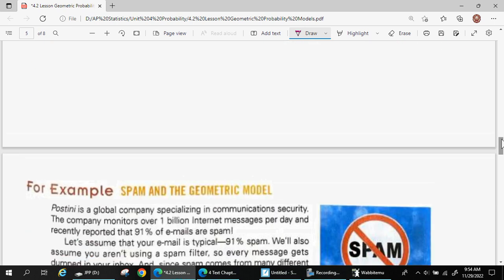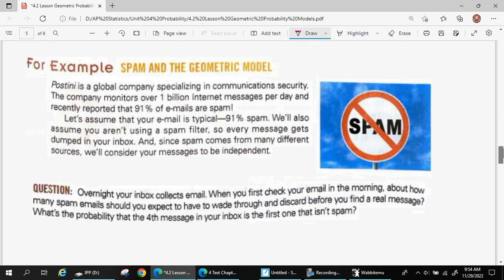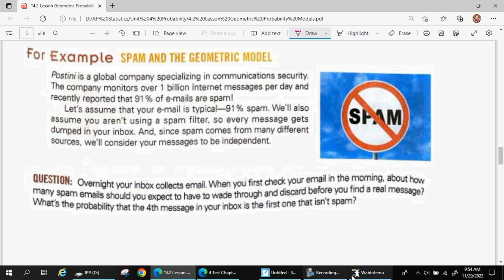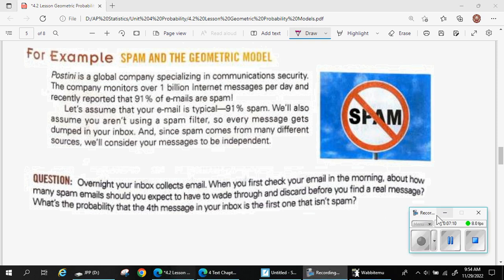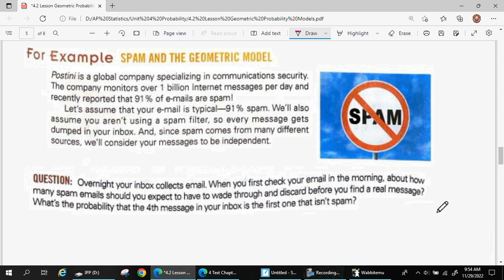So let's look at an example, and maybe some of that will become more clear. So go ahead and pause here, take a second to read this example, and then we'll go through it. So here we're talking about getting spam emails, and then I guess we'll call them non-spam emails. And so overnight, because you're not checking your mail at home, when you're for your job, you collect emails. And when you look at your email in the morning, we're trying to figure out how many spam emails we're going to expect before we get to a real message.